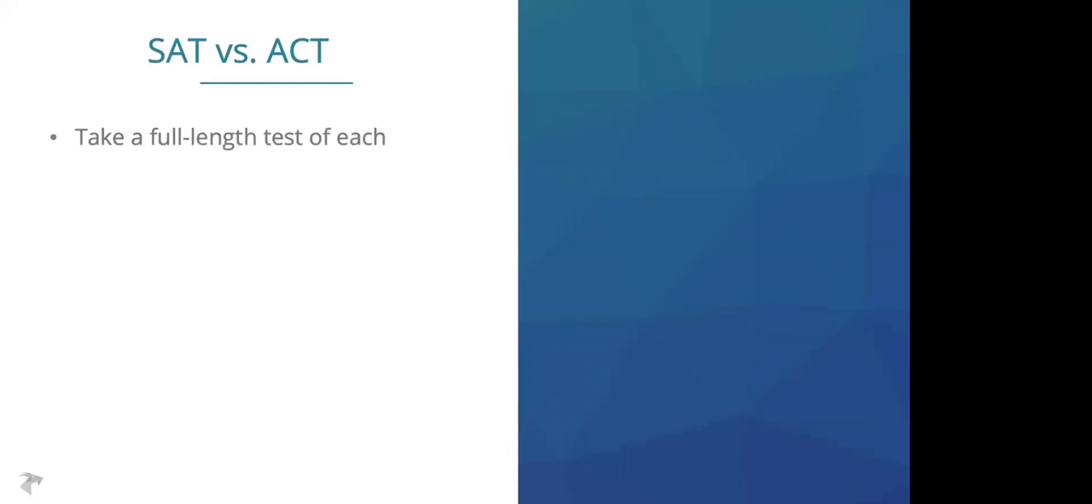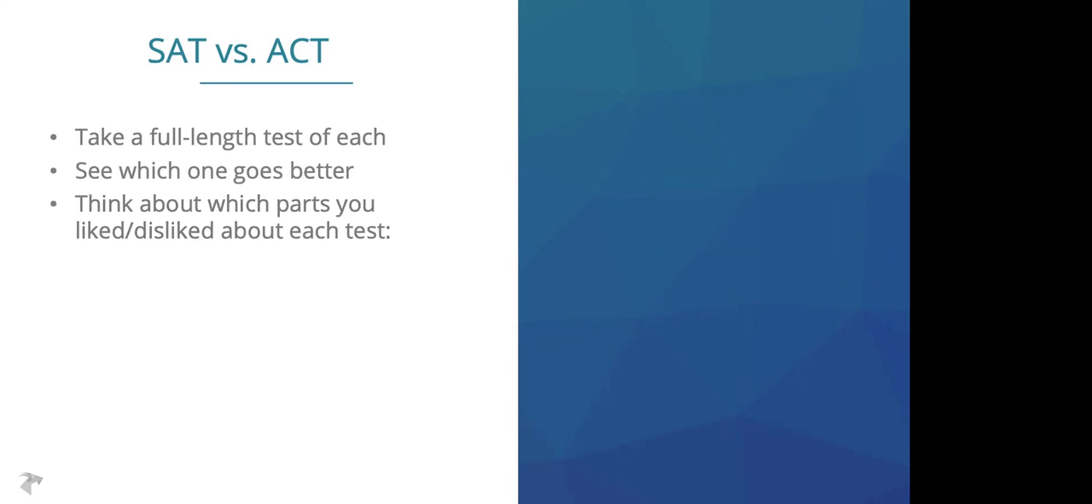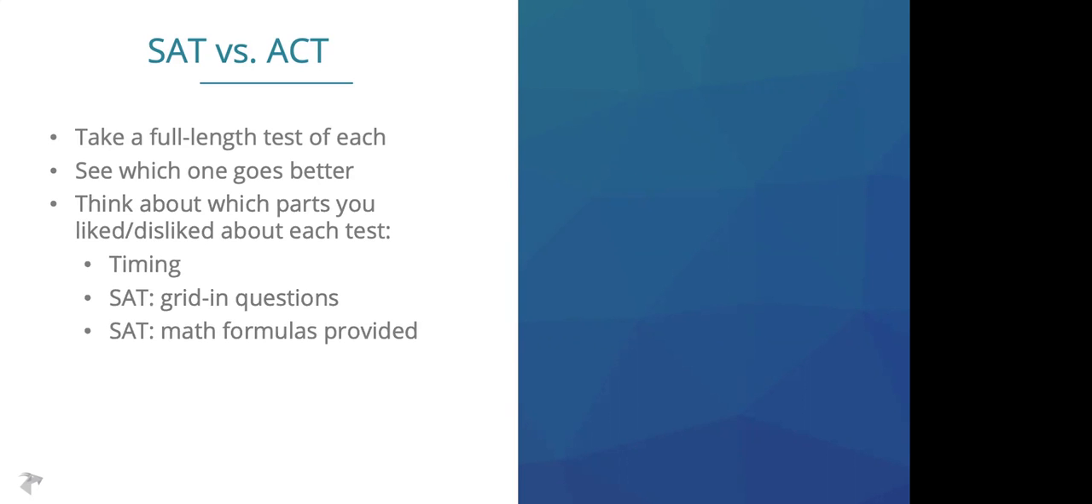We recommend taking a full-length practice test of each. So take one full-length SAT and one full-length ACT, and just see which one goes better. Think about what parts of each test you liked or disliked. You may have a clear preference, you may not. Think about things like the timing and the gridding questions. The SAT provides math formulas at the beginning of the math section, whereas the ACT does not. However, the ACT doesn't have a non-calculator section like the SAT does.